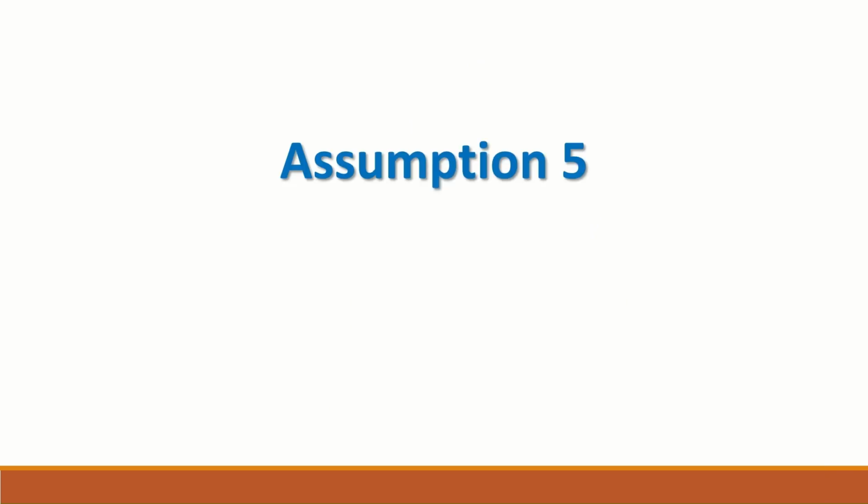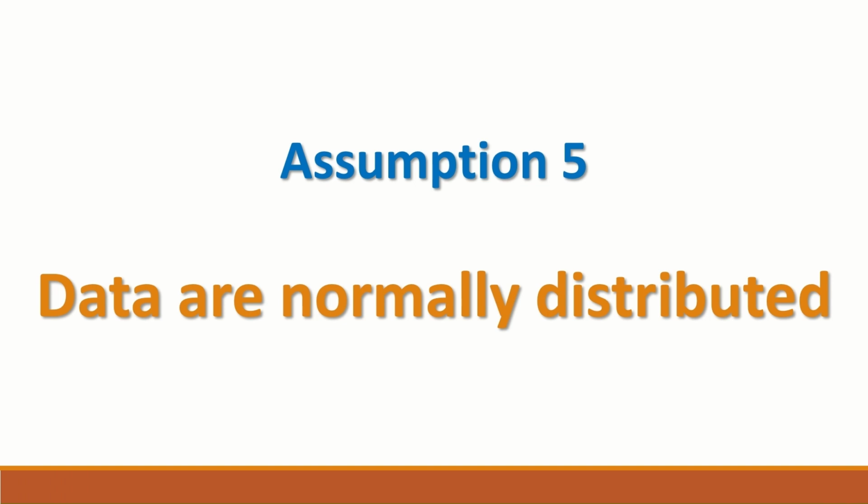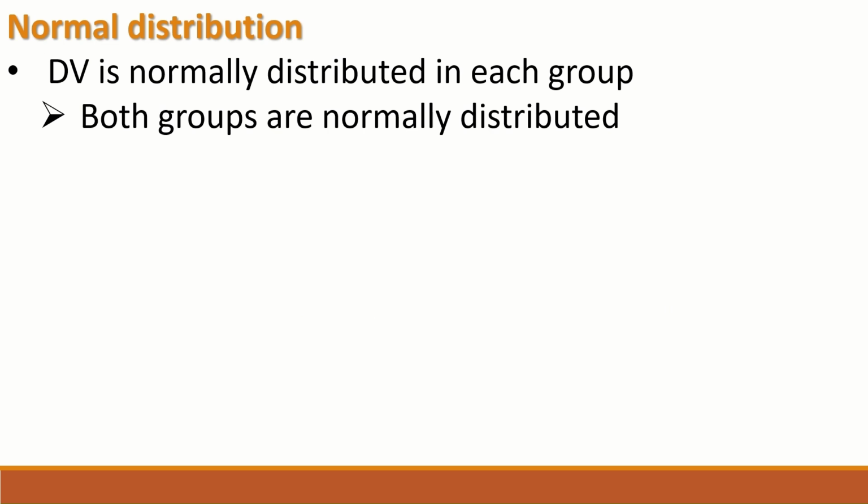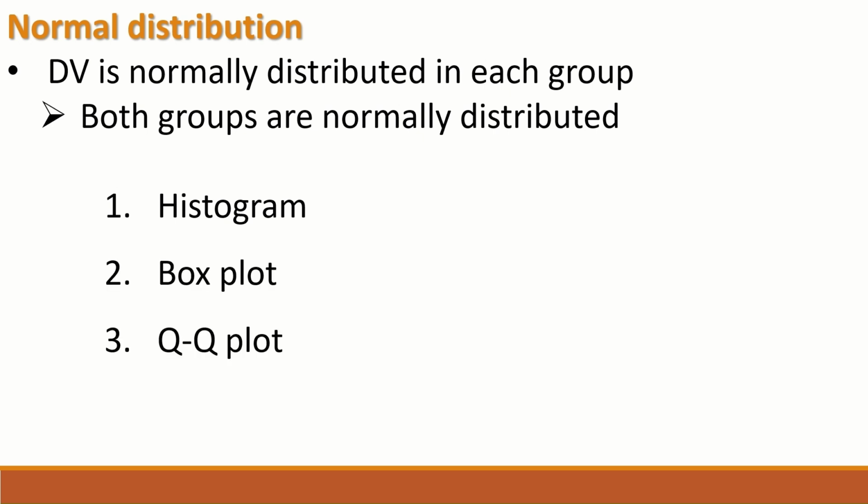The fifth assumption states that data are normally distributed. So the dependent variable is normally distributed in each group. To reiterate, both groups are normally distributed. So how can I check if the data are normally distributed? By plotting a histogram or box plot or QQ plot, or using several statistical tests that are available to check whether the data are normally distributed or not.